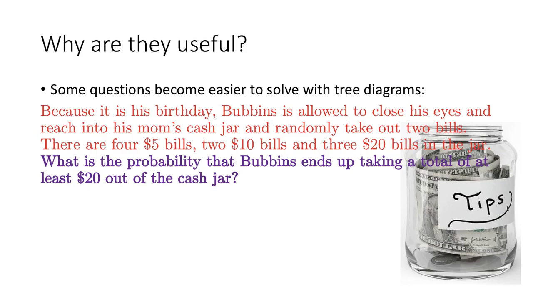But what's favorable and what's not favorable isn't obvious for each step, right? A $5 bill on the first step might be favorable if you end up getting a 20 on the second step, because that ends up being an outcome that works for you. But if you're going to get another $5 bill on the second step, then it wasn't favorable. So it starts to get a lot more confusing. That's why you want to have a tool like a tree diagram.